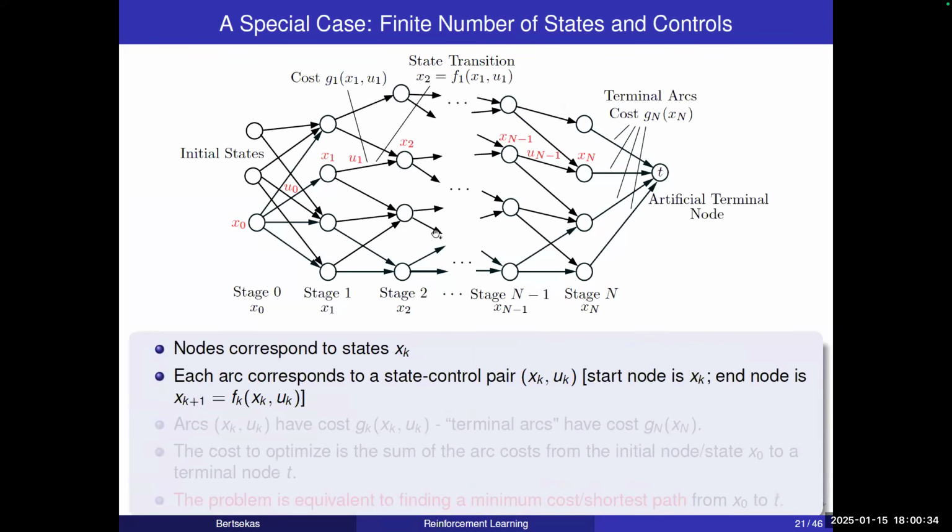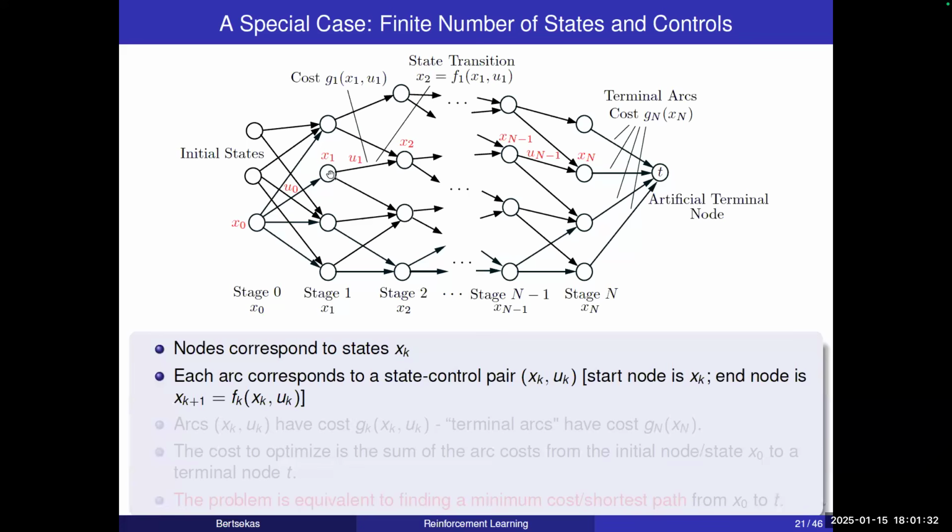So in general, as I mentioned earlier, the nature of the state can vary. But in a special case where it involves a finite number of states and a finite number of controls, this problem can be visualized by a graph. For each stage, we can list all possible states at that stage. So in the initial stage, stage 0, we list all the possible states x0, and at stage 1, we list all the possible states at stage 1, and so on. Each node corresponds to one state.